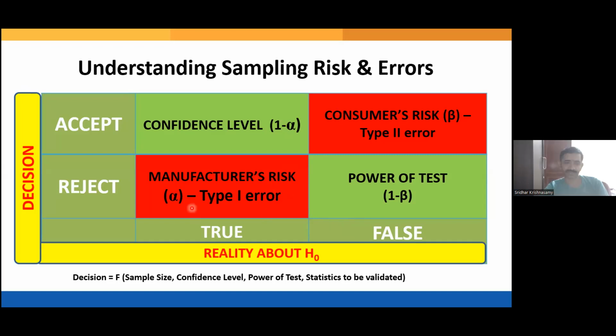Now, I already spoke about type 1 error in the morning, manufacturer risk. What is manufacturer risk? A good product is rejected as a bad product. Imagine your wife is asking you to buy a 25 kg rice bag, and you are going to a rice shop or a supermarket. Will you check the rice grains before buying?